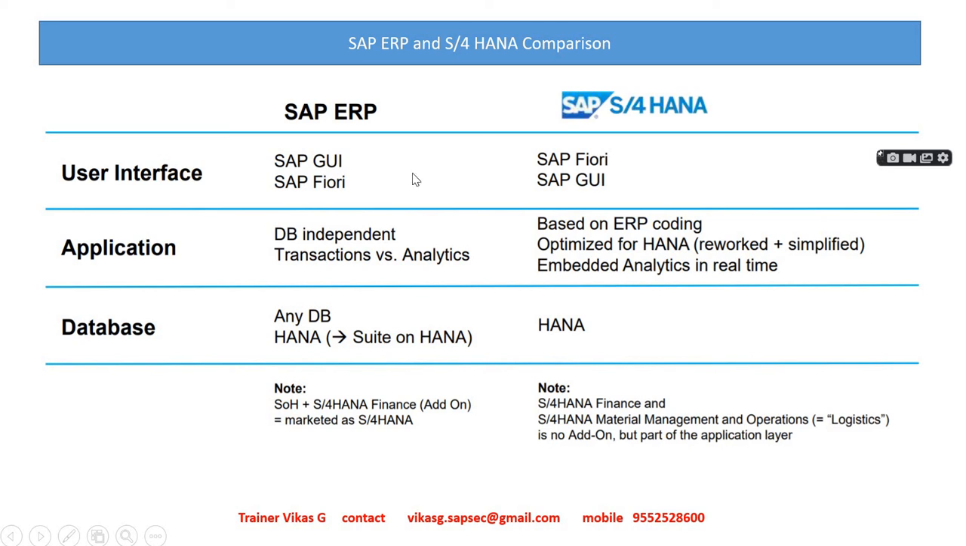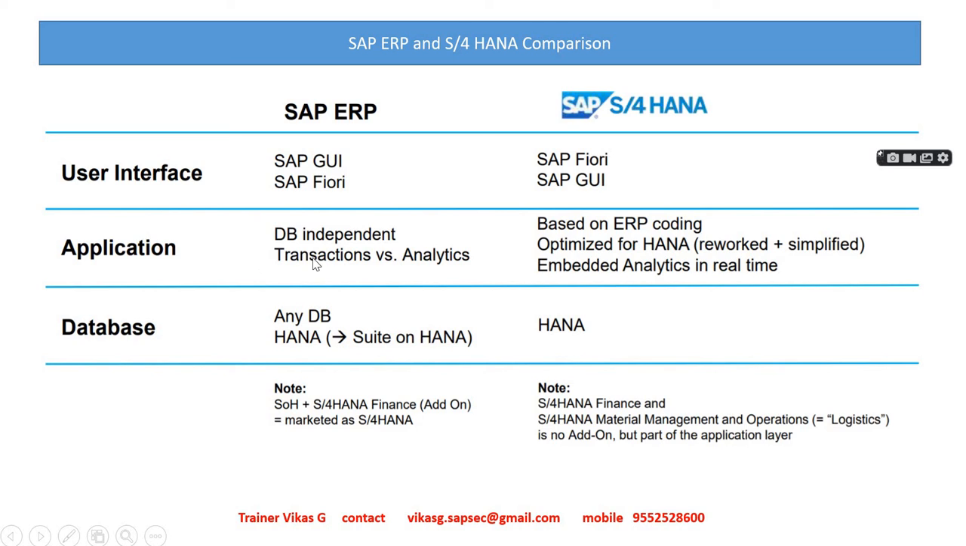So this is the comparison between SAP ERP and SAP S4 HANA. In ERP, the SAP GUI has the preference, and you can do most things with it. In SAP S4 HANA, the preference goes to SAP Fiori. Most applications are converted to Fiori, and people want to use SAP Fiori to complete their transactions. Okay, for them it is easy. So that is the user interface change that happened.